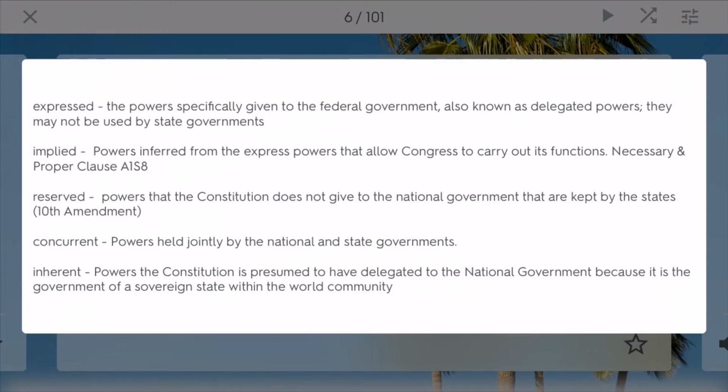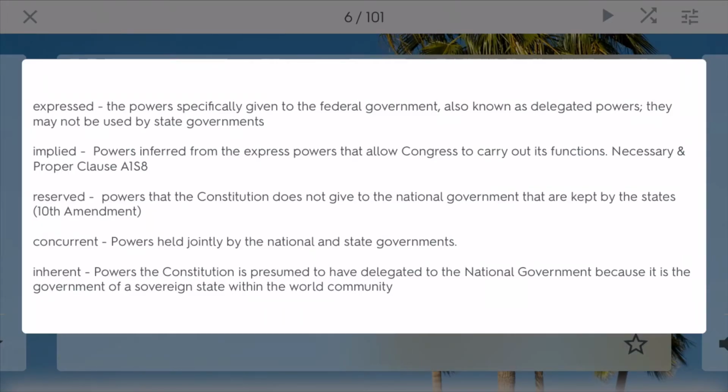There's also implied powers. These are powers that are inferred from the express powers that allow Congress to carry out its function. So these can include the necessary and proper clause from Article 1, Section 8. So they're not explicitly written, but they can be used if need be.